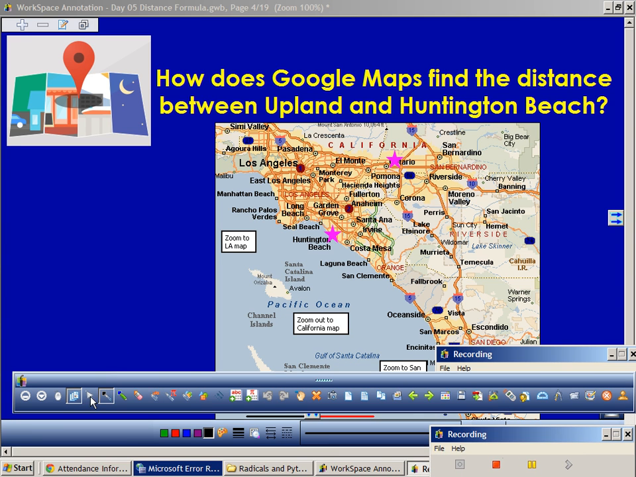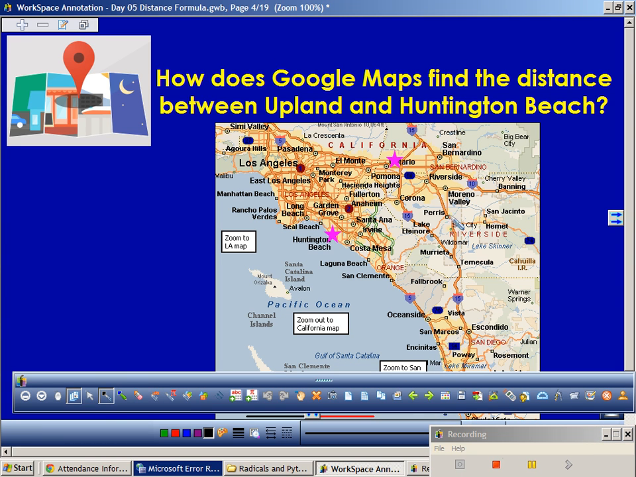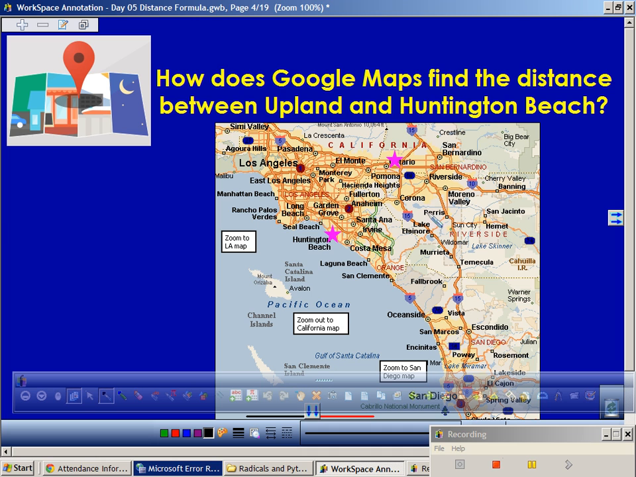All right, so let's talk distance. How does Google Maps find the distance between Upland and Huntington Beach? Well, there's a scale, but how do you think they find it? Miles? They find it through points, and they connect them.